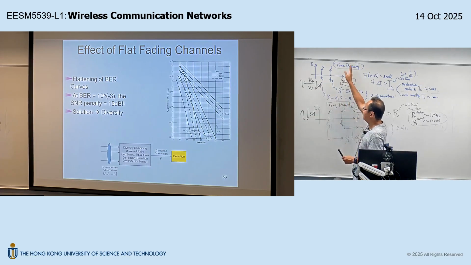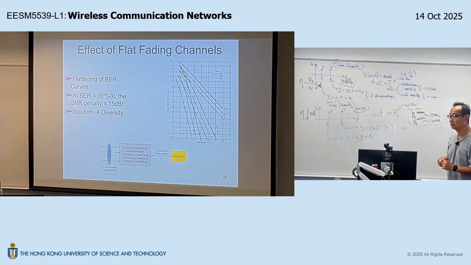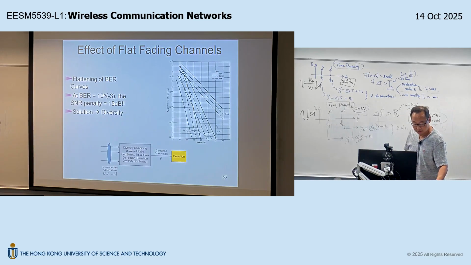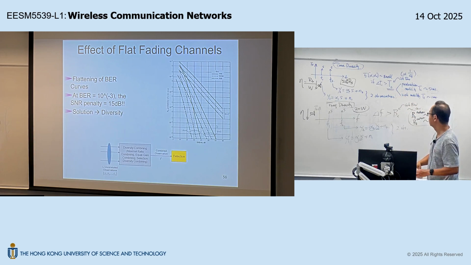For time diversity, the numerator suffers from 50% loss. For frequency diversity, the denominator has 2 times the bandwidth. So overall, the spectral efficiency is dropped by 50%. Is that okay? So that's the cost you have to pay. Okay, so moreover, they have different implementation constraints.